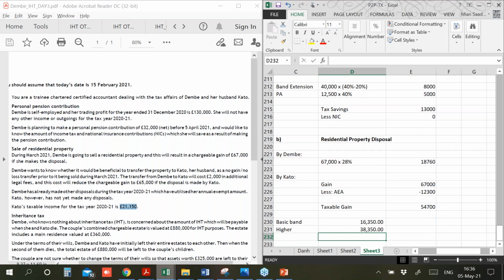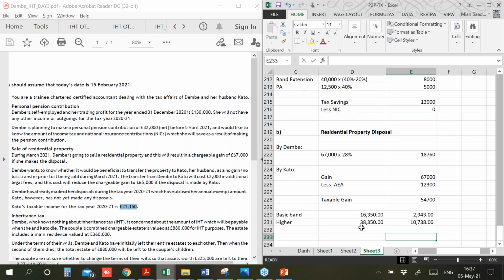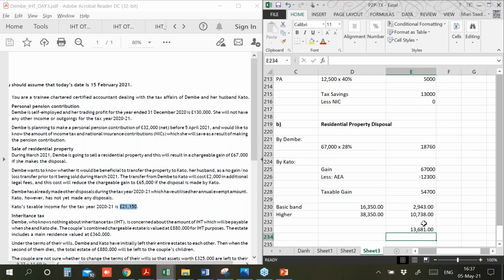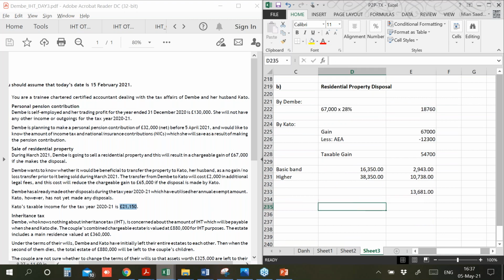Now we'll multiply this amount with 18% and we'll multiply this amount with 28%. Now we can calculate the total tax liability. In his case, it is 13,681 as compared to 18,760 that was in the case of Dembe. Now, tax savings will be the tax liability of Dembe minus the tax liability of Kato. 5,079 they'll be able to save.